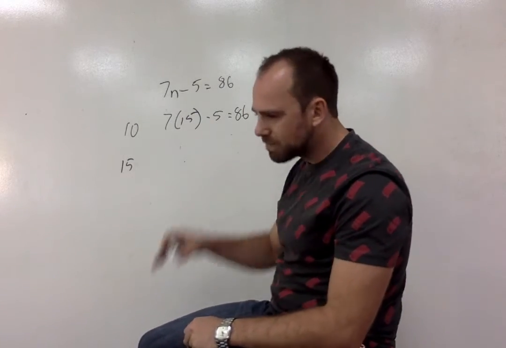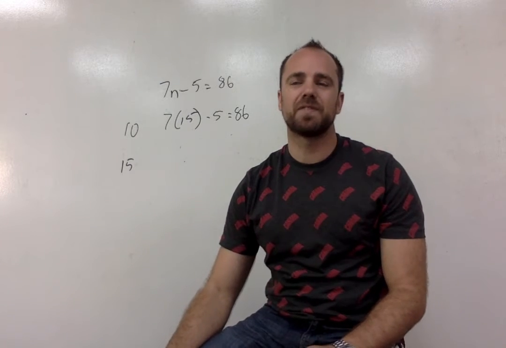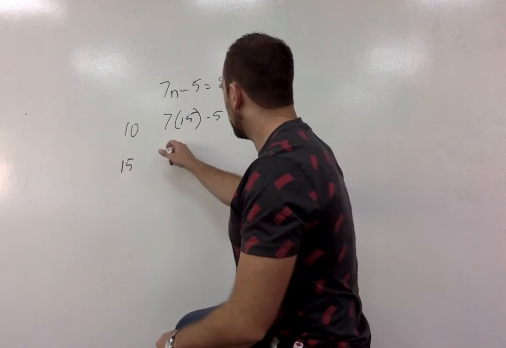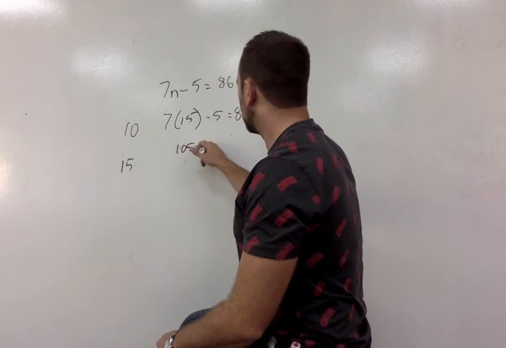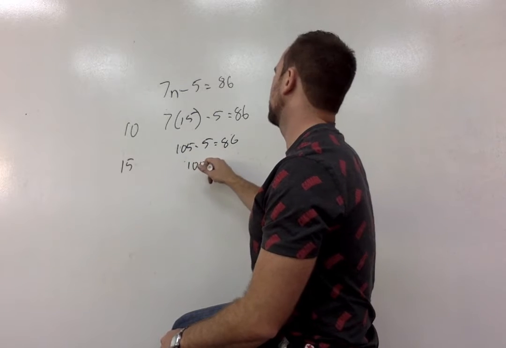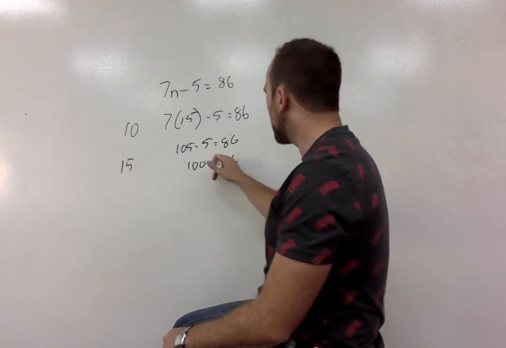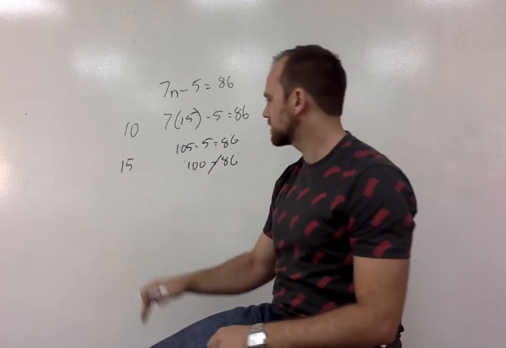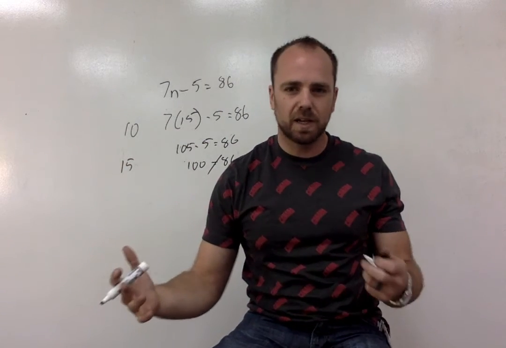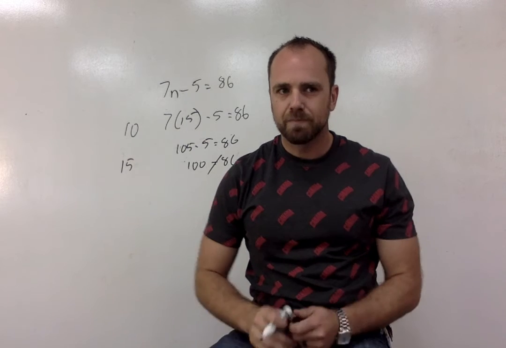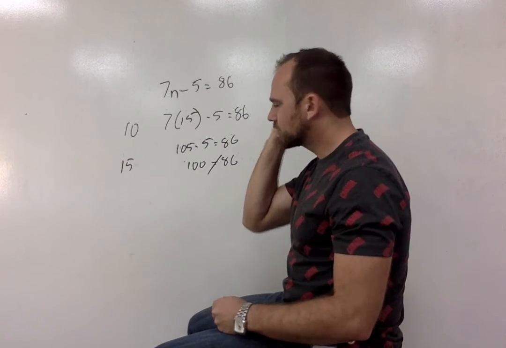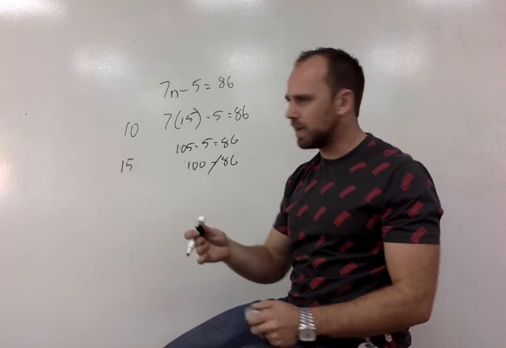So 15. 7 times 15. Well, 70 plus 35 is 105. Minus 5, I end up getting 100. 100 does not equal 86. So 15 is too big. So it has to be in between 15 and 10. Okay, so let's try somewhere in the middle, 13 or 12.